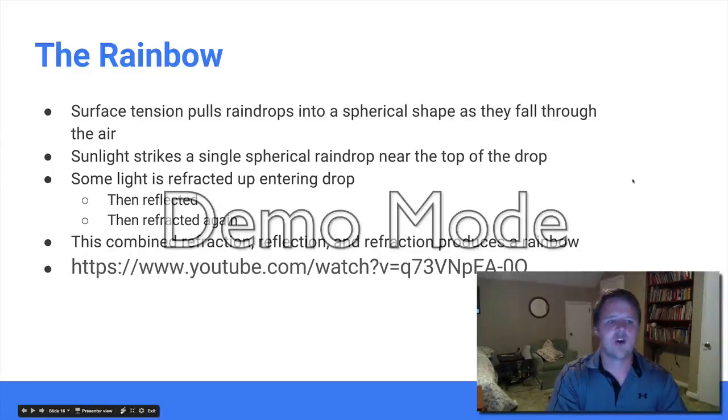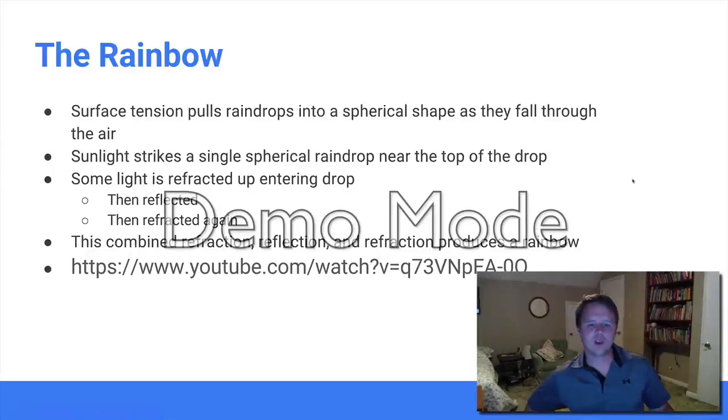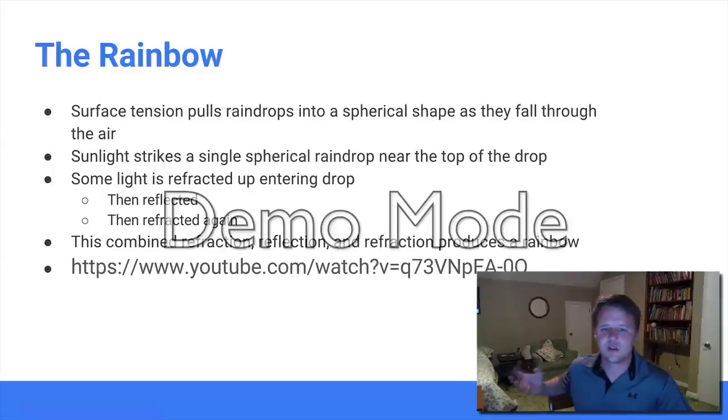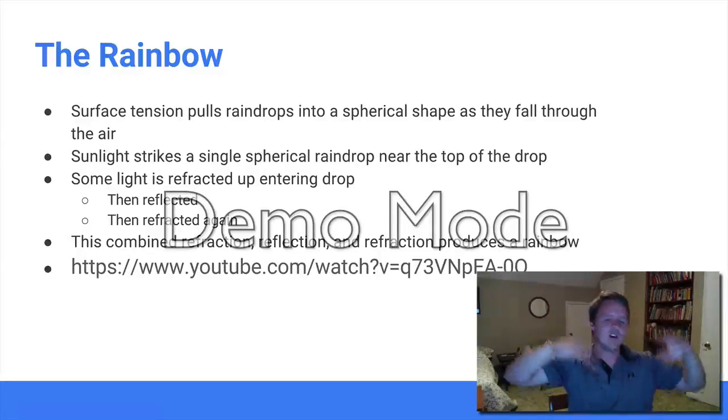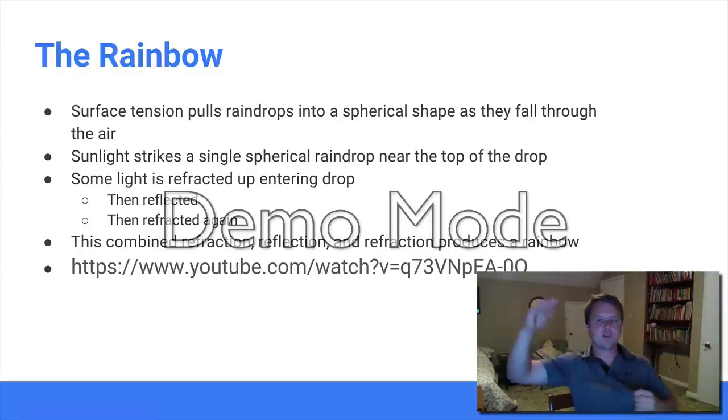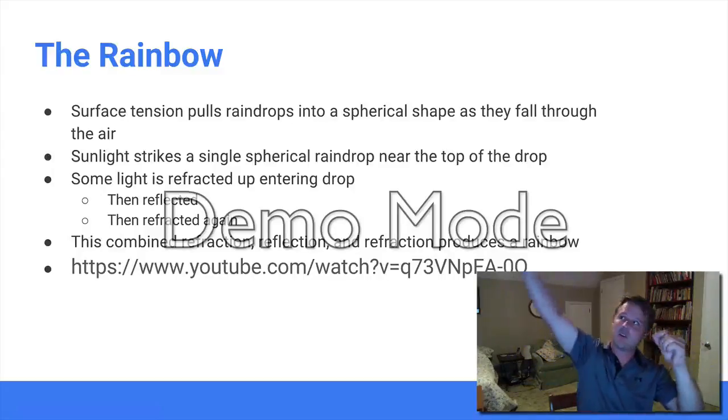So, the rainbow. Surface tension pulls raindrops into a spherical shape as they fall through the air. It turns them into a special type of drop, a special shape. Sunlight strikes it. So let's imagine sunlight striking this single spherical raindrop near the top of the drop. So it's coming in on top.